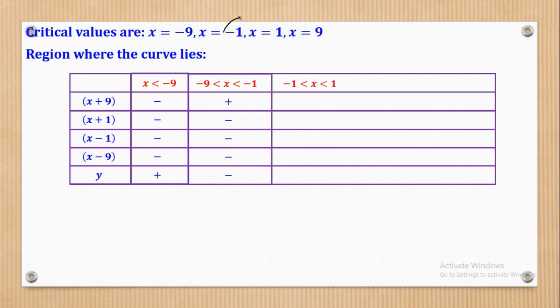Now, next is between this and this, and the value can be 0. So put 0 here, get that, put 0 here, and in the end, you come up with positive. The next is between this and this, so the inequality is that, and you can use the value 5. If I use 5, put it here, and in the end you come up with a negative.